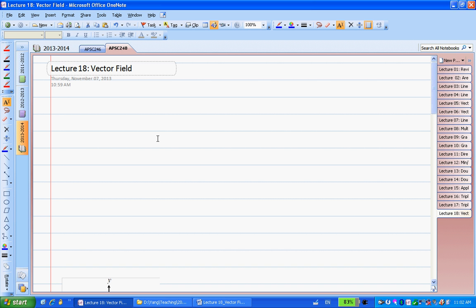Okay, so we're going to finish this triple integral by introducing one example on application of a triple integral. And then we're going to start a new topic, which is called vector field. So we're kind of going back to vectors.